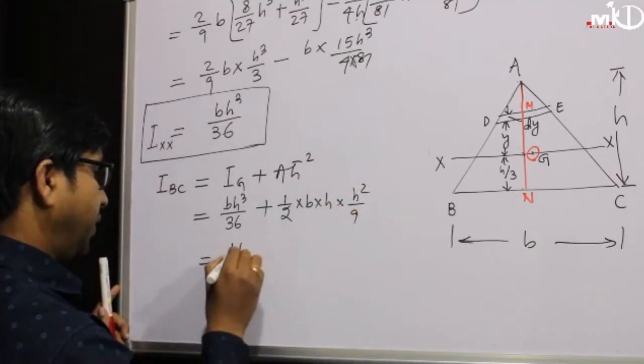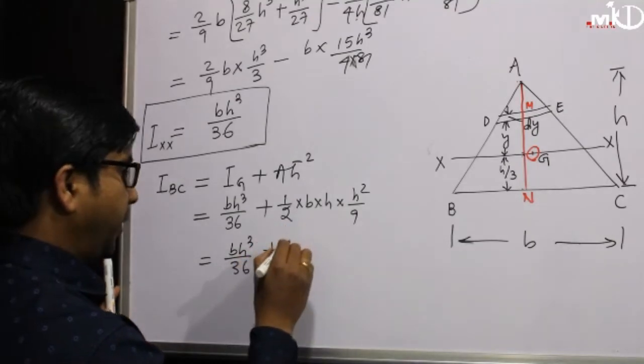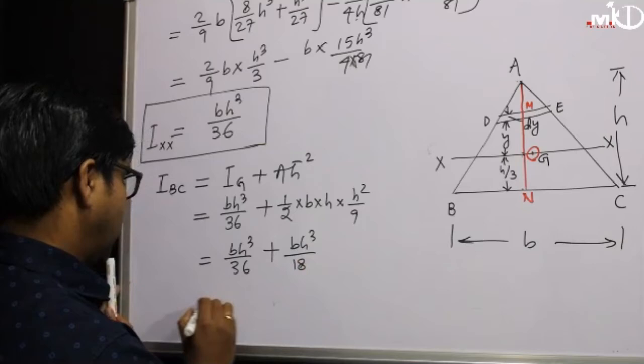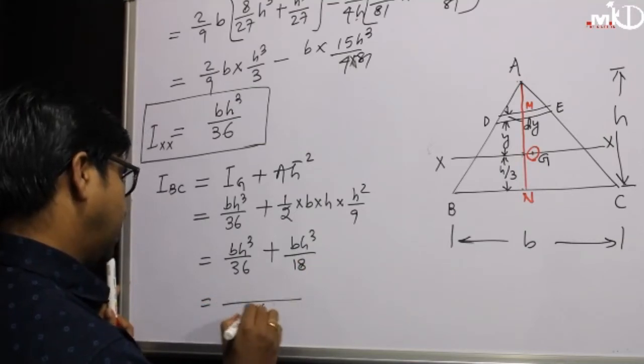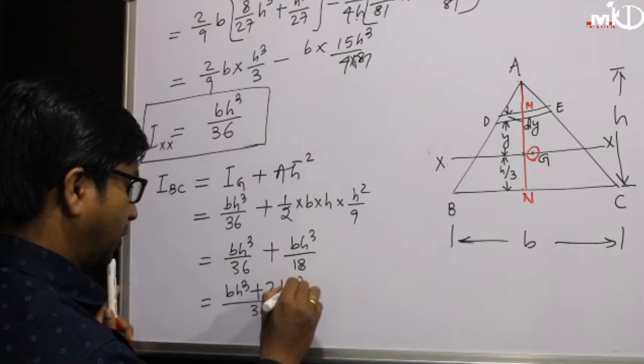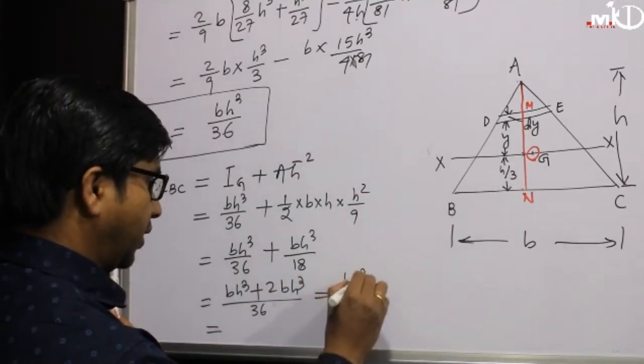So this becomes b h cube by 36 plus b h cube divided by how much? 18. So the LCM is 36. We have b h cube plus 2 b h cube, so 3 b h cube by 36, or the final expression is b h cube by 12.